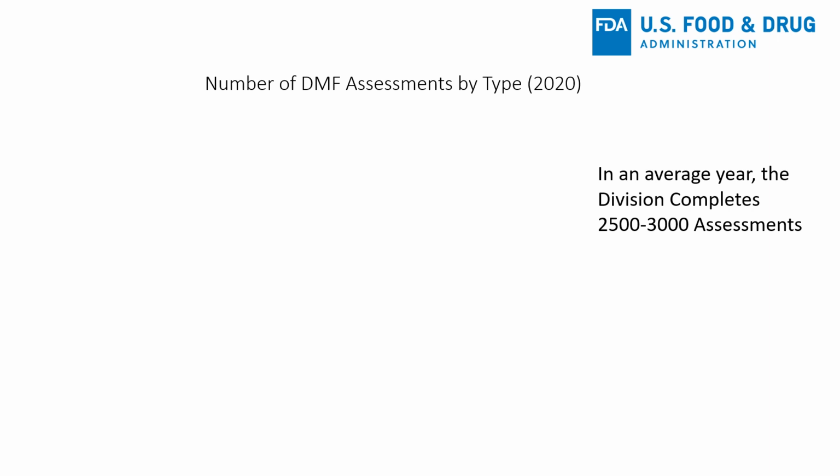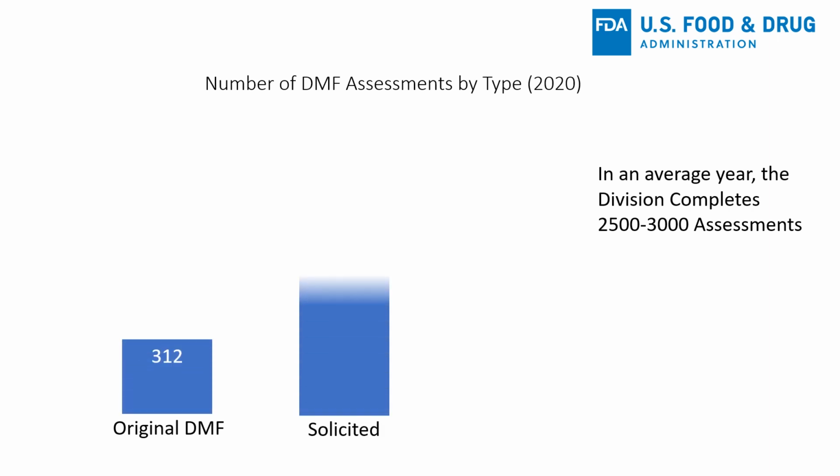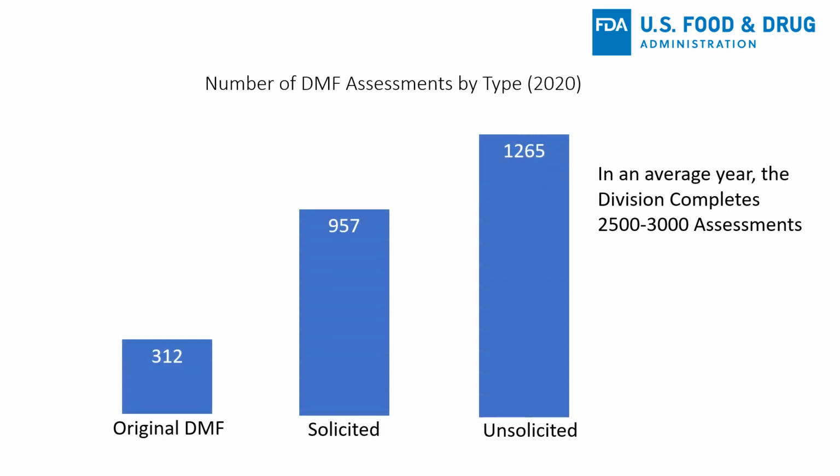Now let's look at the numbers we have. In an average year, we have 2,500 to 3,000 assessments. And in the year 2020, we had 312 originals, 957 soliciteds, and 1,265 unsoliciteds. So you see the majority of the amendments we review are actually unsolicited amendments. And this makes sense because we have 30,000 DMFs, which are currently registered with the FDA. And so again, we get about 300 more a year adding to that total.